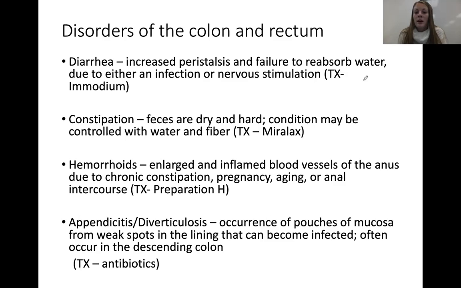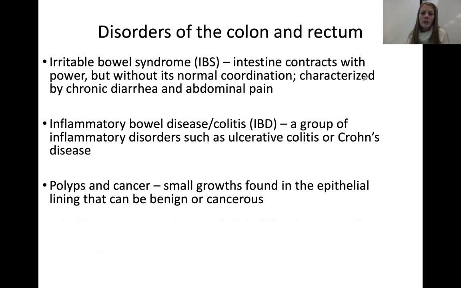It is the occurrence of pouches of mucosa from weak spots in the lining that can become infected and often occur in the descending colon. This can be cured, or symptoms can be reduced through antibiotics. Disorders of the colon and the rectum continued. Irritable bowel syndrome, IBS. This is when the intestine contracts with power, but without its normal coordination. It's characterized by chronic diarrhea and abdominal pain. Inflammatory bowel disease, IBD, is a group of inflammatory disorders such as ulcerative colitis or Crohn's disease.